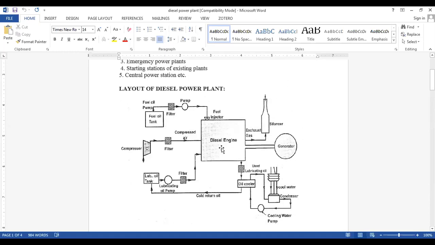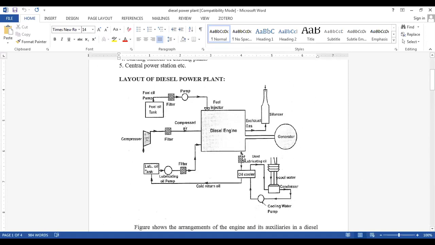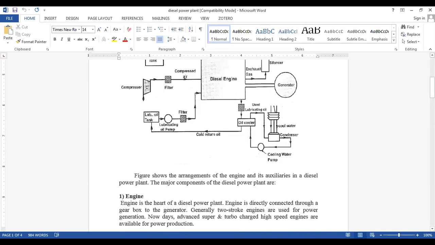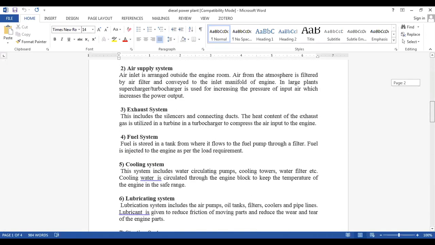Here the function of the diesel engine is to produce mechanical rotary motion. That mechanical rotary shaft is connected with the generator to produce the electrical output. So this is the main working and the different parts of the diesel power plant. So next, these are the different parts.